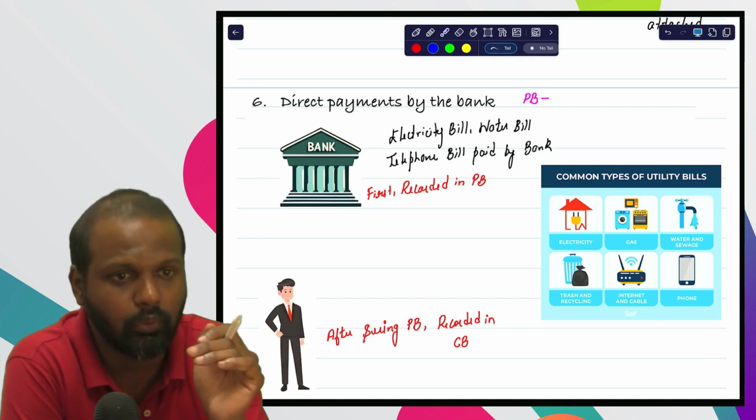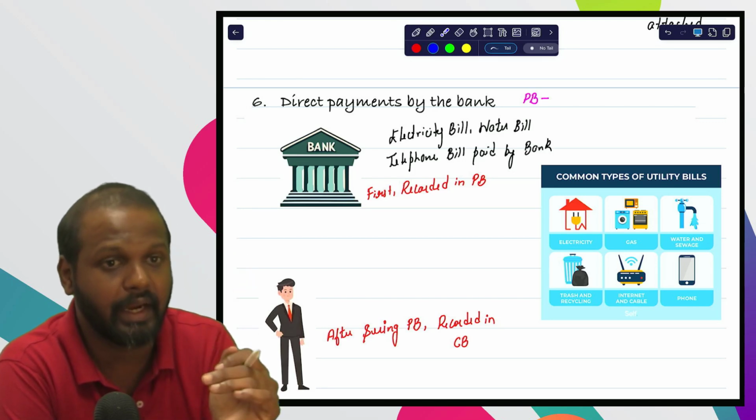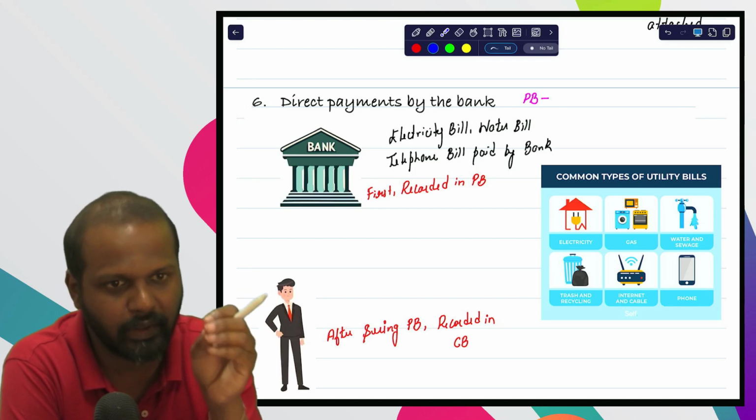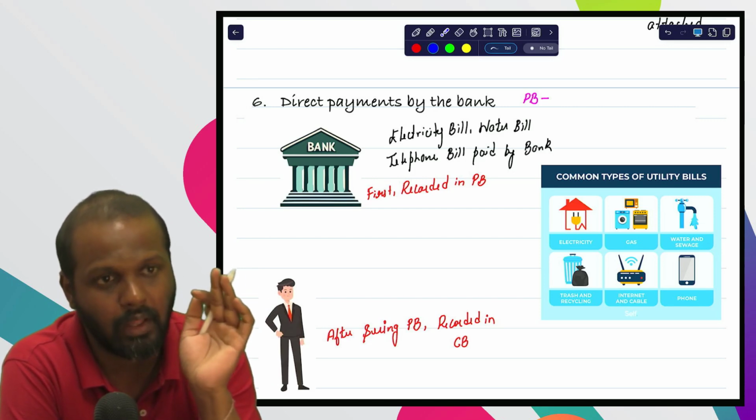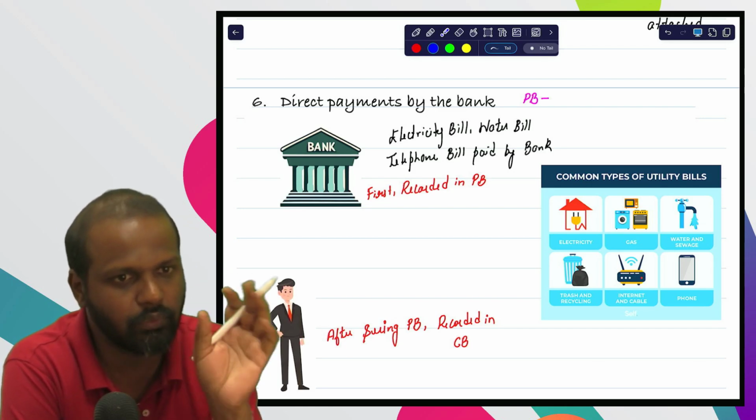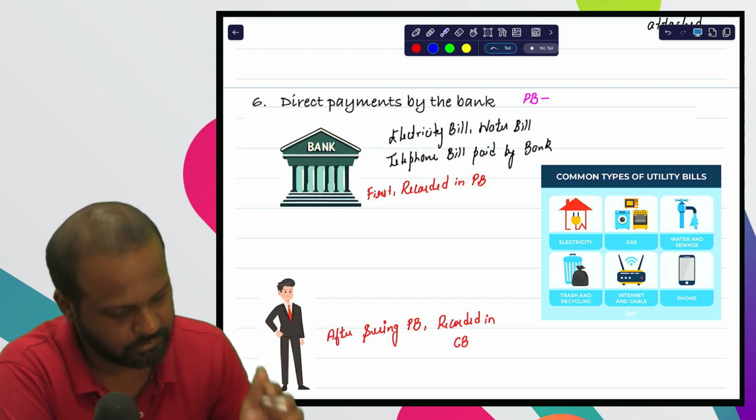And in my passbook, what will happen? Bank balance will be deducted. It will be minused because the bank has paid the bill on behalf of me. After I see the passbook, then I will also do the entry in which book? Cash book. But as of now the entry is done in which book? Passbook minus.